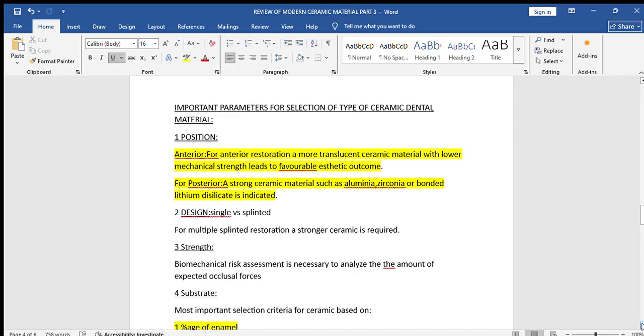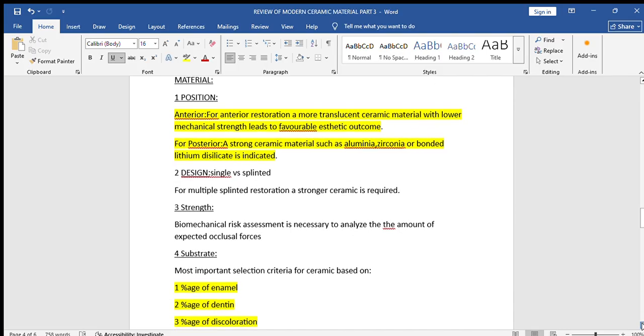Similarly, for posterior, we go for a strong material in the form of zirconia, aluminum, bonded lithium silicate, disilicates. Design, second factor: single or splinted. For multiple splinted restoration, a strong ceramic is required. Again, strength and biomechanical risk assessment are very necessary. How will you assess biomechanical risk? In the form of amount of remaining tooth structure and amount of occlusal forces. If the suspected area has a high amount of occlusal forces, then you will go for a strong ceramic material in the form of aluminum, zirconia, and bonded lithium disilicates.